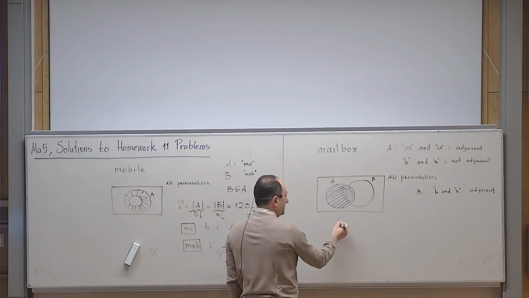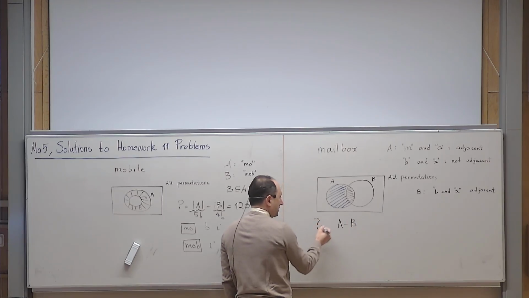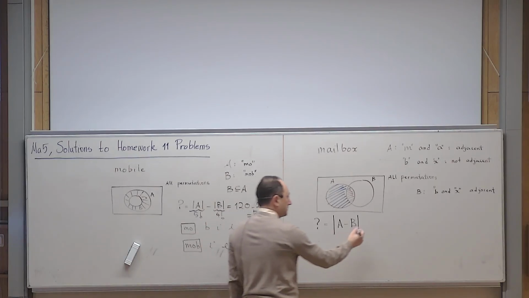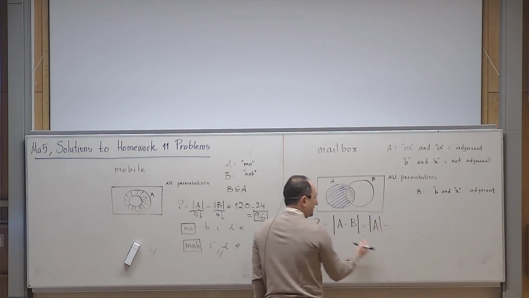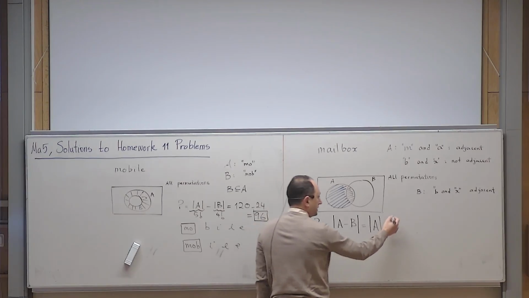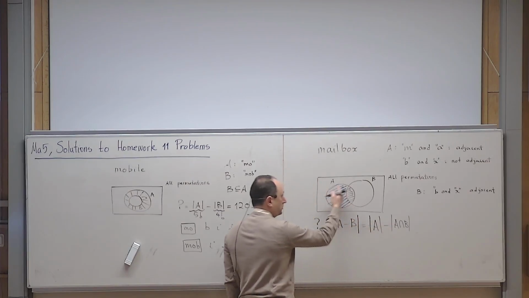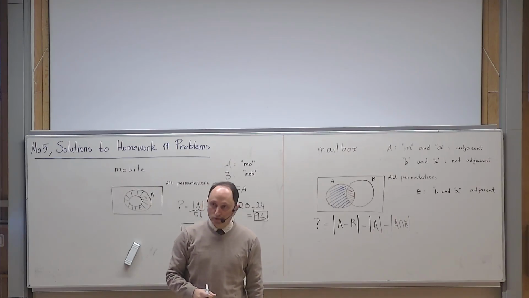You know that in set theory, this is just A minus B. So what I am asking here is the cardinality of this set. And the cardinality of this set, of course, it is also very clear from the diagram, is the cardinality of the first set minus the cardinality of the intersection of these two sets. This blue part is the whole circle of A minus the intersection, the overlap.